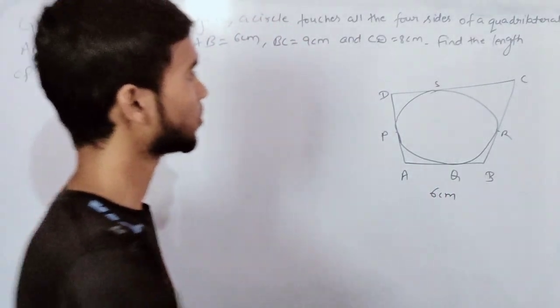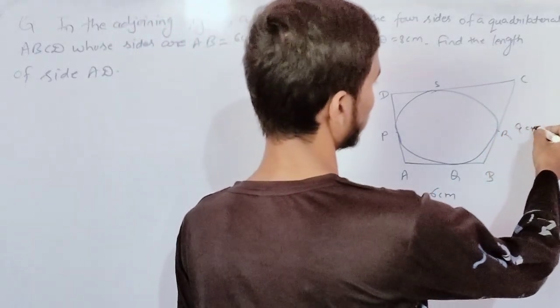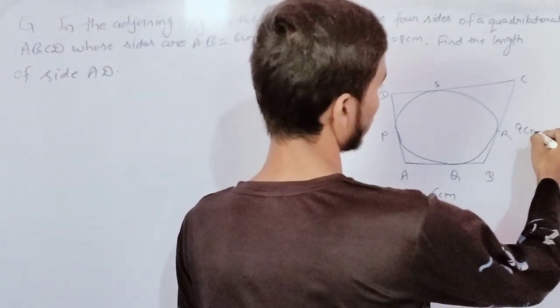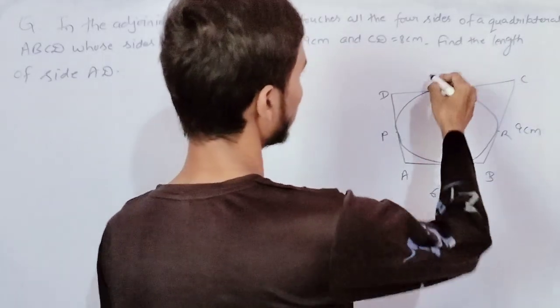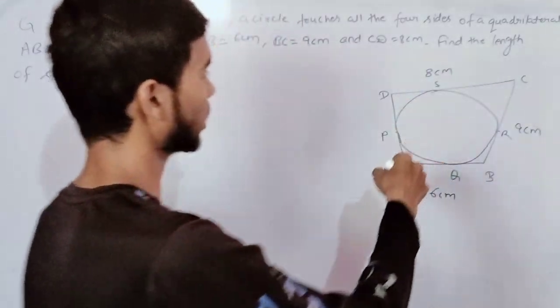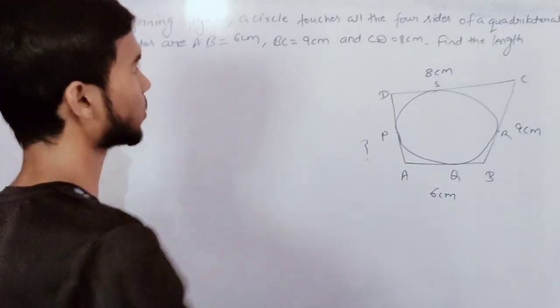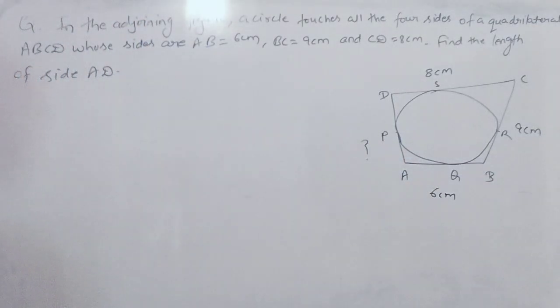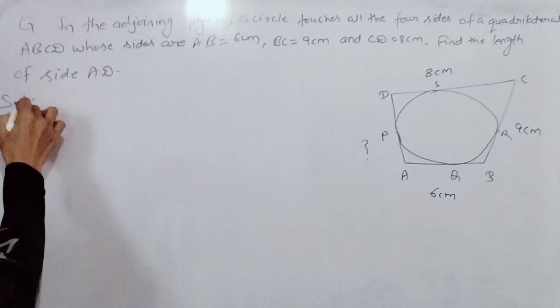Now this is 9 centimeter. Clear? 9 centimeter. CD is 8 centimeter. AD we don't know. This is what we have to find. Find the length of side AD. Let's solve.